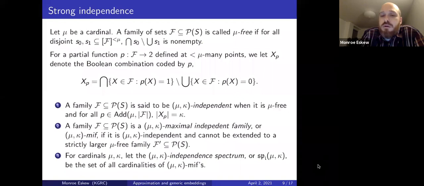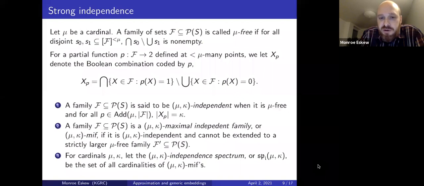So Kunen has a slightly different approach to the definitions. He says, instead of introducing this kappa parameter, just call it mu maximal independent family. So we don't know about the cardinality of the intersections or the Boolean combinations, but he shows that there is some restriction of this family that's uniform.